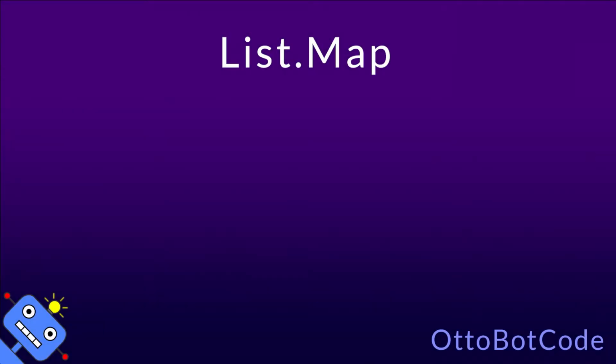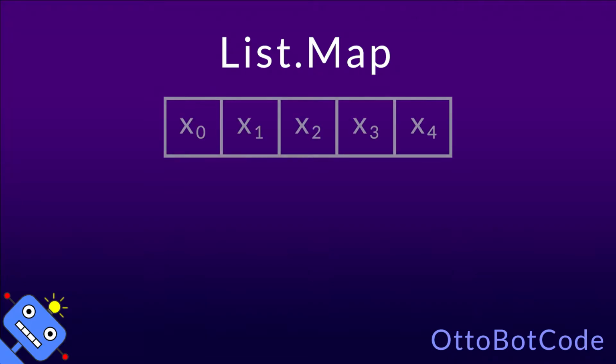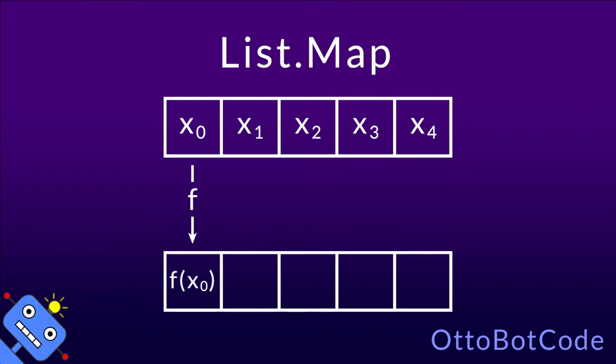Hello and welcome to this video about the List.map function in F#. Here is the situation. We have a list and we want to transform each element using some function f and put the results into a new list. In F#, we can do this easily by using the List.map function. Note that the original input list will not be modified.